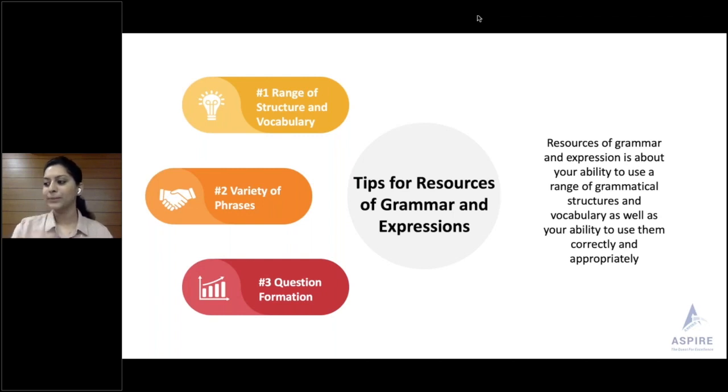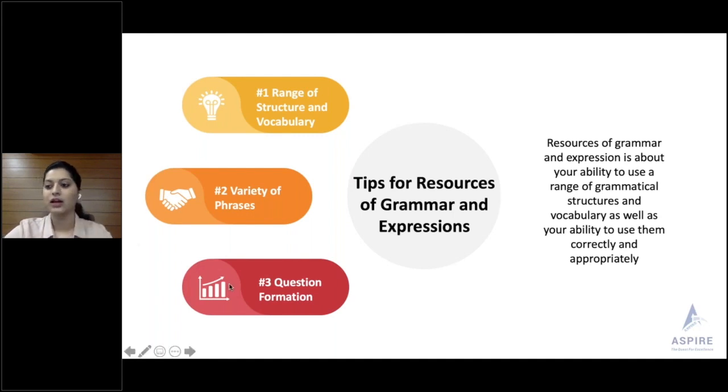Variety of phrases. Show that you can use different phrases to communicate the same idea. Try to use different words, try to be clear in what you're saying.